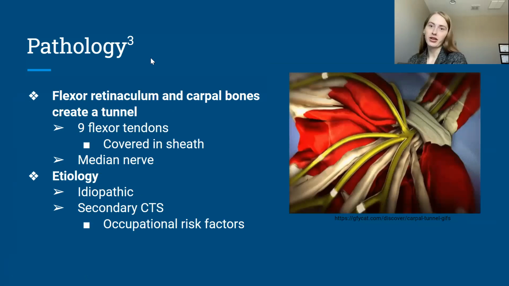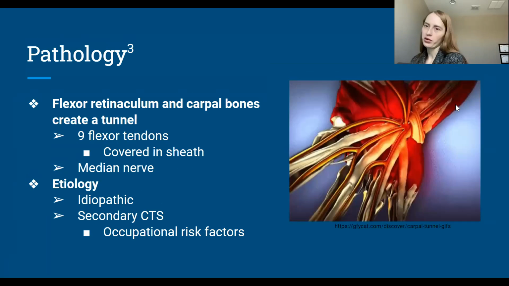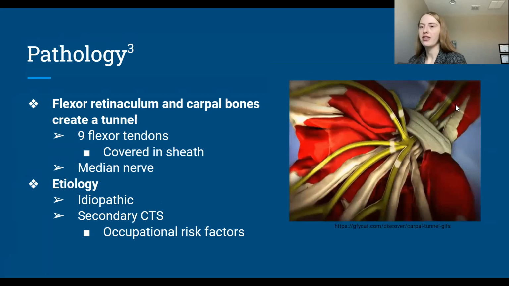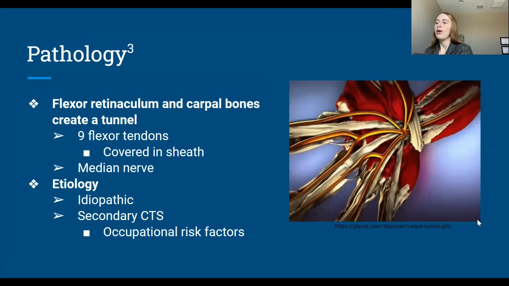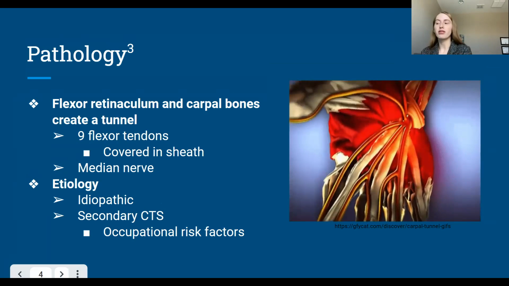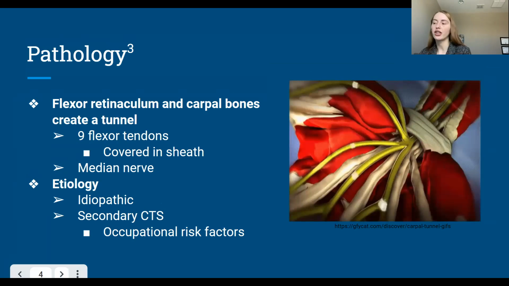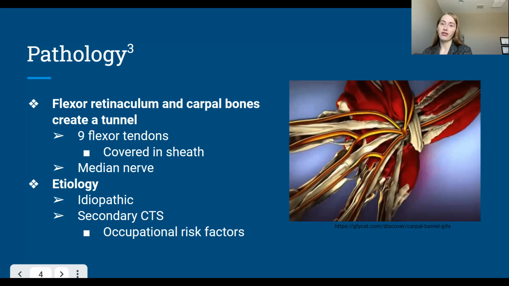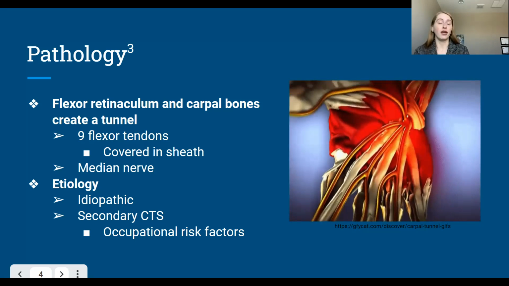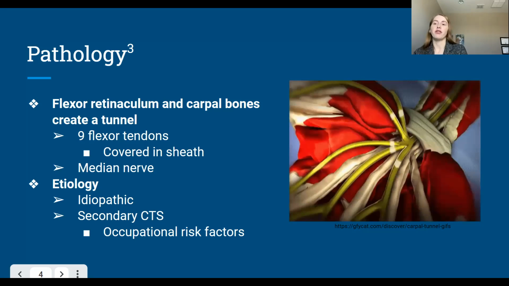So the flexor retinaculum and the carpal bones are what make up the carpal tunnel, and the 9 flexor tendons are what are going to run through it, and the median nerve as well. We know that there are a lot of idiopathic risk factors that can lead to carpal tunnel syndrome, such as gender, age, genetics, and also anthropometric factors. So that's like the size of your carpal tunnel. Females generally have smaller carpal tunnels, so it's more likely to have that compression.